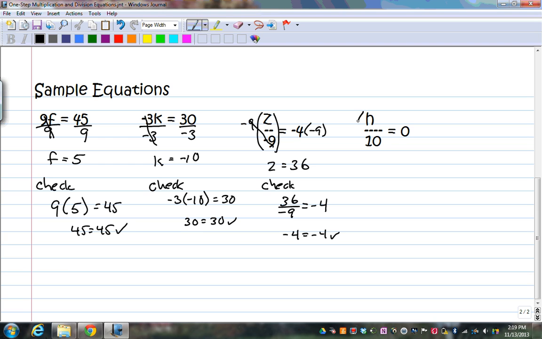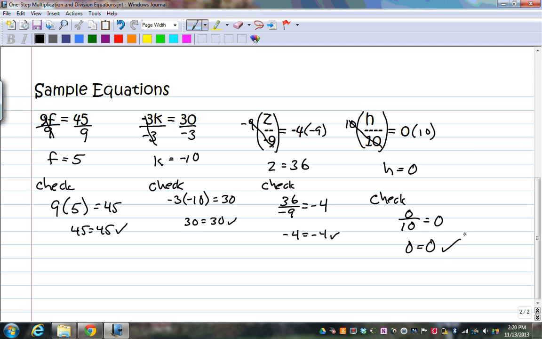I want to multiply both sides by 10. And these simplify, and then I have h is equal to 0. I'll do my check. And I have 0 over 10 should be equal to 0. I know some of you are saying, wait, you can't divide by 0. I'm not. You can have 0 in the numerator, you cannot have 0 in the denominator. So 0 divided by 10 is 0.